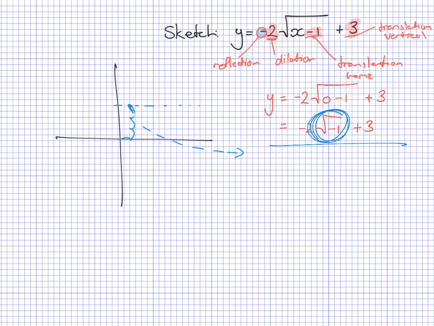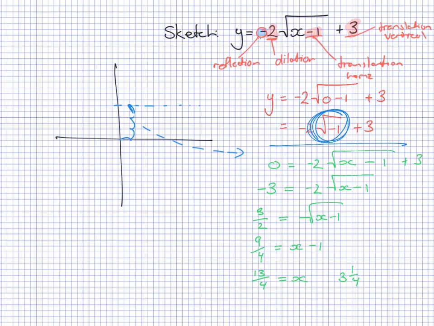Now let's try and find the x-intercept. So 0 equals minus 2 root x minus 1 plus 3. Move the 3 across. Minus 3 equals minus 2 root x minus 1. Divide by minus 2, so 3 over 2 equals root x minus 1. And in case you're wondering where the negatives disappeared to, I divided a negative by a negative so it became positive. I'm going to square both sides. 9 over 4 equals x minus 1. Add 1 to the left-hand side. I end up with 13 over 4 equals x, which is exactly the same as 3 1/4.